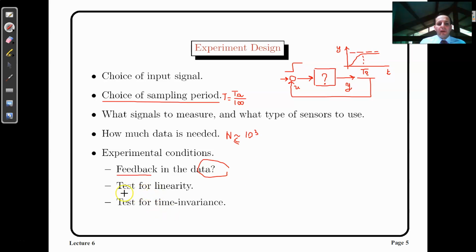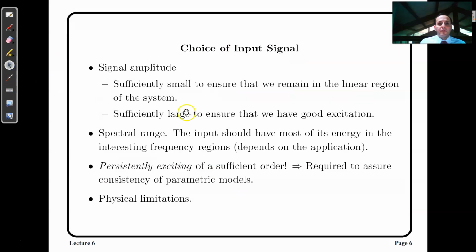For example, you can check if the system is linear, which means that by changing the input, you have a consistent change of the output. Also, there are some tests for time invariance in order to understand if the properties of the system are the same over time. This is an aspect that needs to be considered.